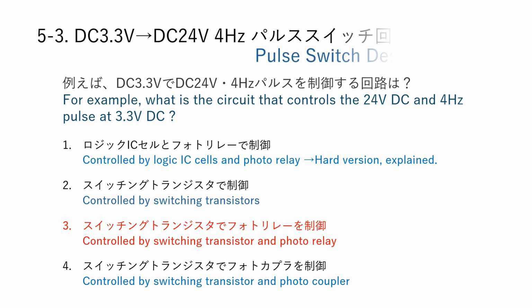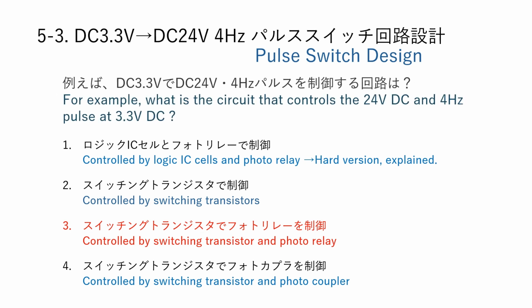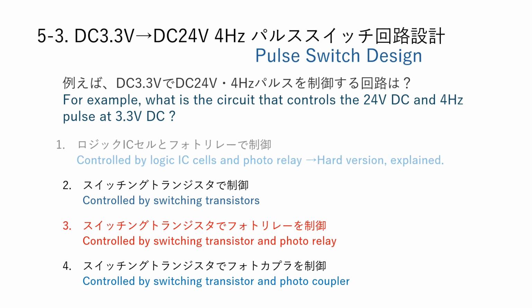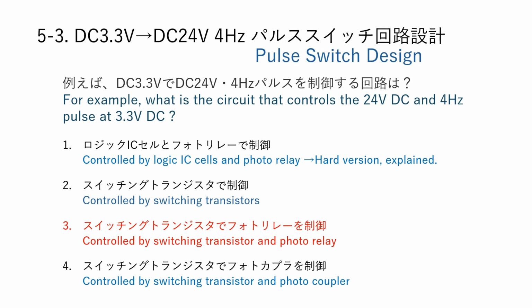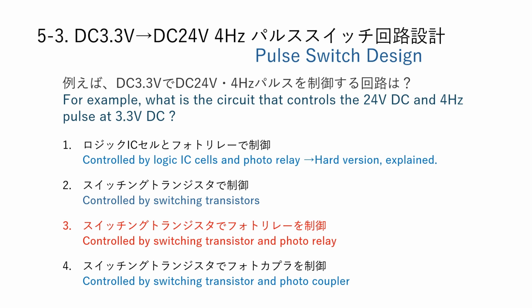5-3. From 3.3-volt DC to 24-volt DC pulse switch design. For example, what is the circuit that controls the 24-volt DC and 4 Hz pulse at 3.3-volt DC? 1. Controlled by logic IC cells and photo relay, hard version explained. 2. Controlled by switching transistor. 3. Controlled by switching transistor and photo relay. 4. Controlled by switching transistor and photocoupler. For this video, select number 3, controlled by switching transistor and photo relay.